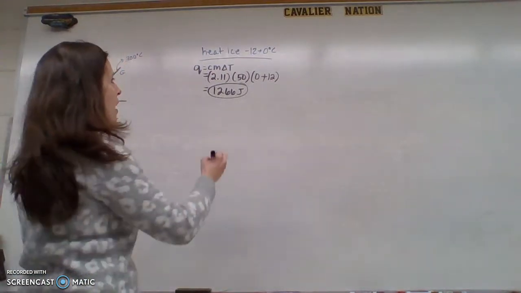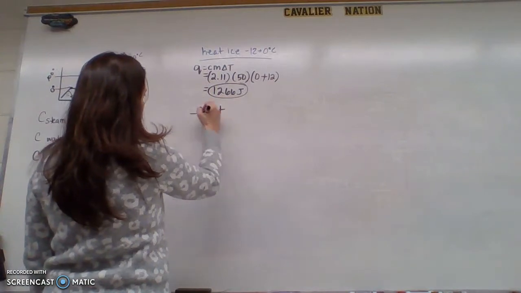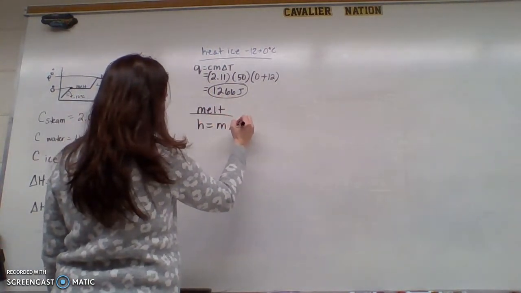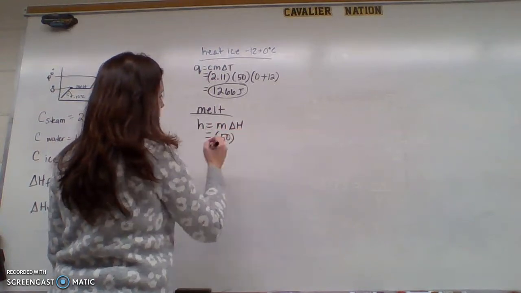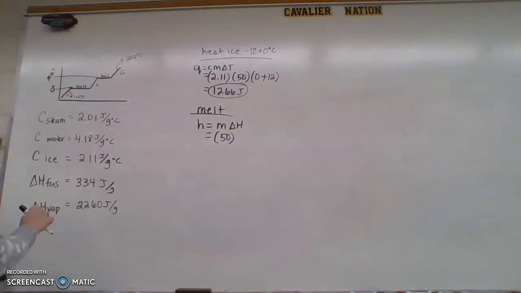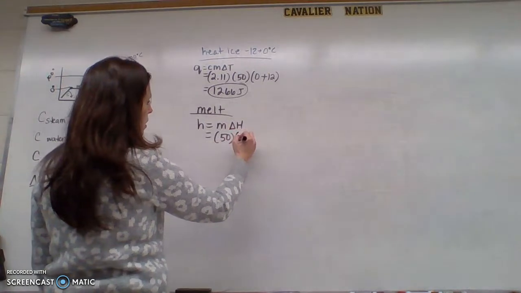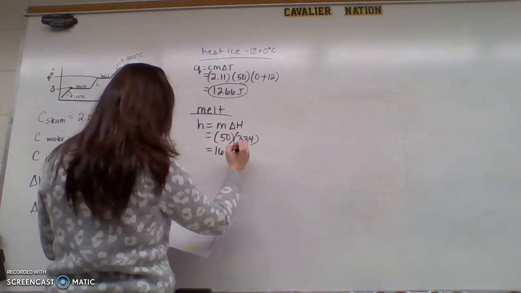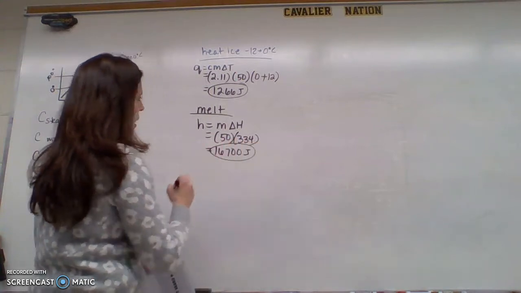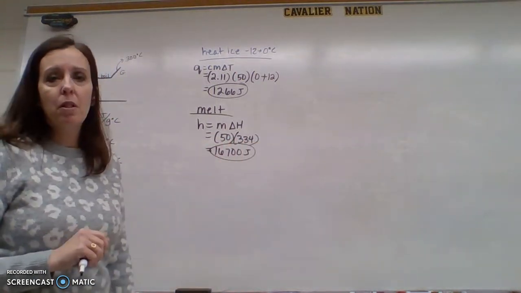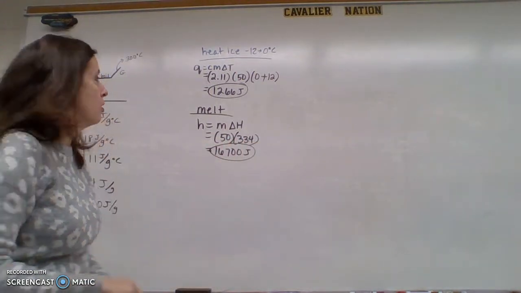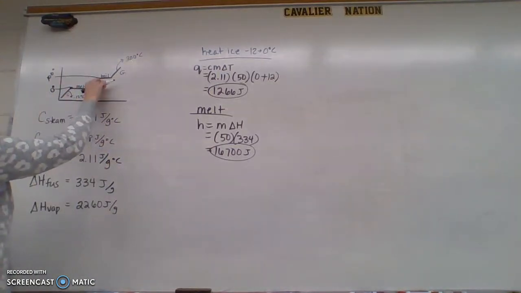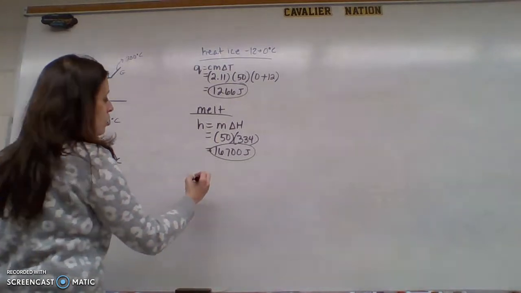Now I have to melt the ice. When you change state, heat equals mass times delta H. Mass is 50. I'm melting, so it's heat of fusion. So right now, I have 50 grams of water at 0 degrees Celsius. This is where I am, okay? I just melted it. Now I've got to increase the temperature of that water from 0 to 100 degrees.